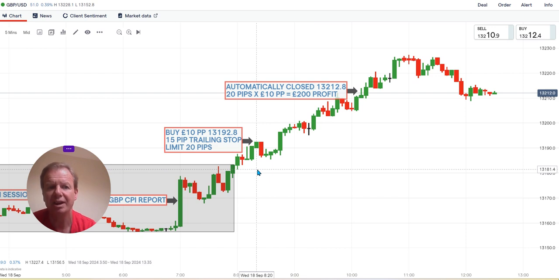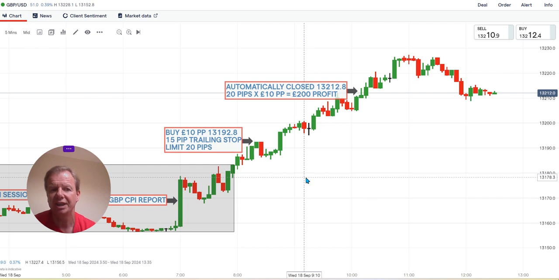Now, what I did wrong here, and I got away with it luckily, as you can see, is I got in up here, and that was at 13192.8. I set the order for £10 a pip, and it's what's known as a limit order. So a limit order is where you're saying I want to get to 20 pips. So 20 pips times £10 a pip, that's £200. My trailing stop is 15 pips. So that's £150, okay?